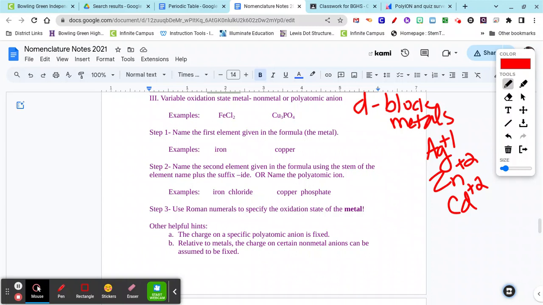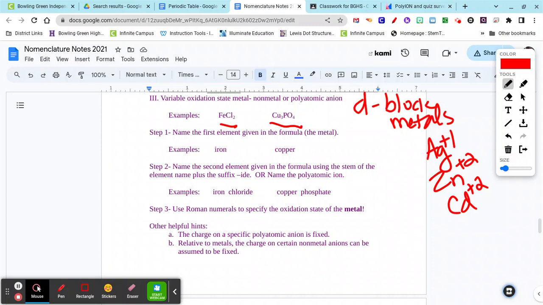So the way that you figure out what kind of charge it has is to figure out what the charge is of what it's paired with. So we're going to do some examples here. We're going to look at FeCl2 and Cu3PO4. The first step is the same as the other type of nomenclature. When you're just naming ionic compounds, you're always going to name the first element, which is the metal. So Fe is iron, and Cu is copper.